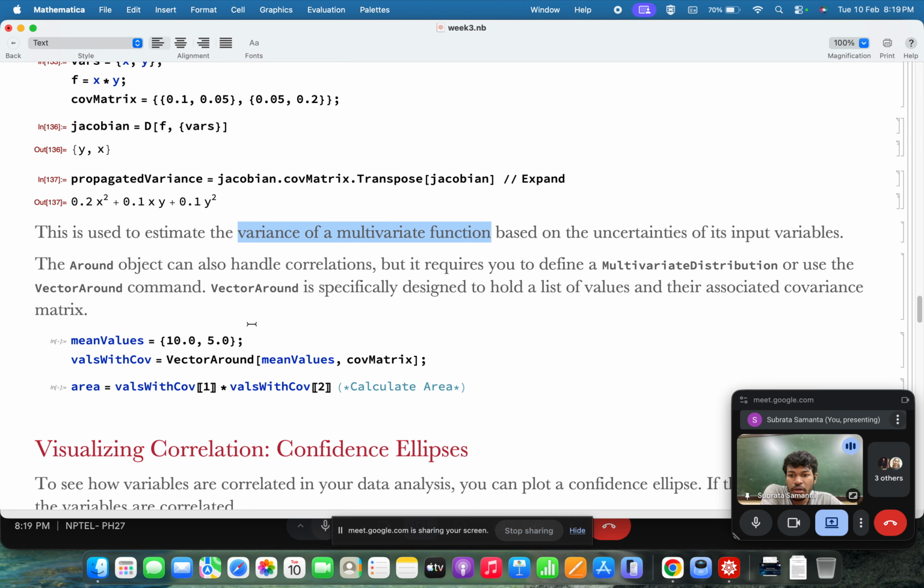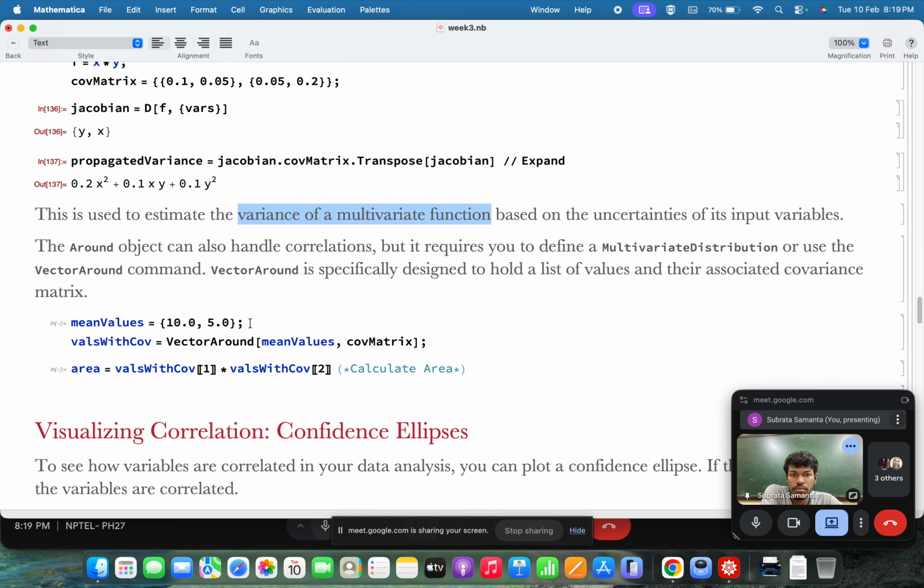Okay. So, you can also use the around object again. So, what is that? So, the around object can also handle the correlations, but it requires you to define the multivariate distributions or use the vector around command.